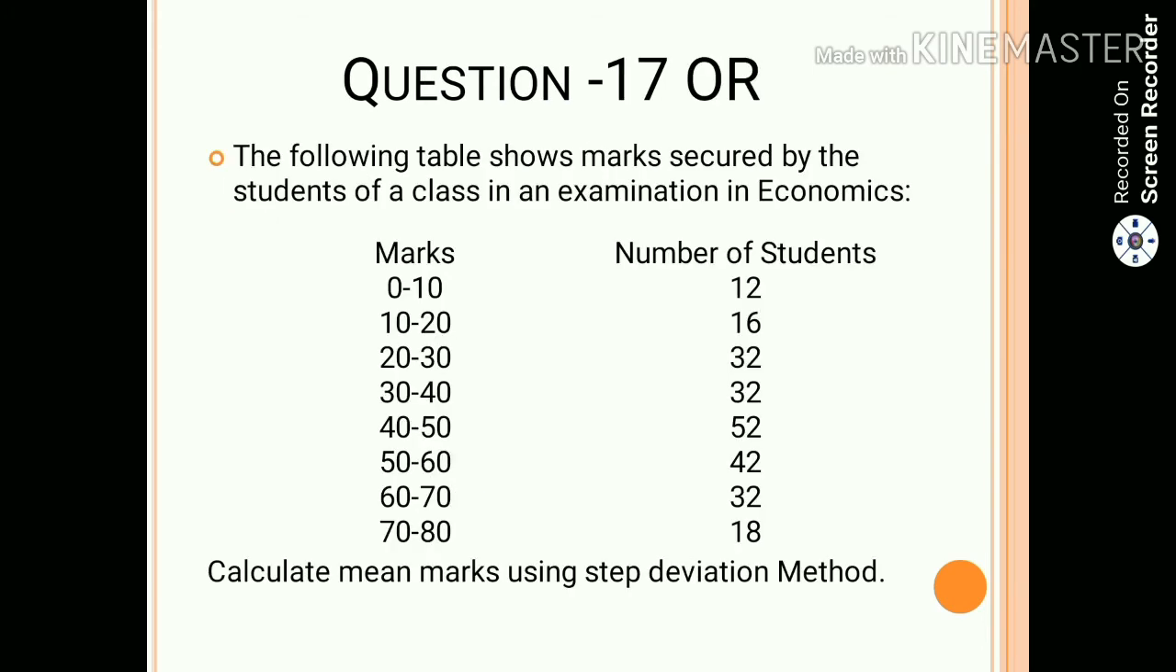Question number 17 or the following table shows marks secured by the students of a class in an examination in economics. Marks are given 0 to 10, 10 to 20, 20 to 30, 30 to 40, 40 to 50, 50 to 60, 60 to 70 and 70 to 80, and the number of students are given 12, 16, 32, 32, 52, 42, 32 and 18. Calculate the mean marks using step deviation method.